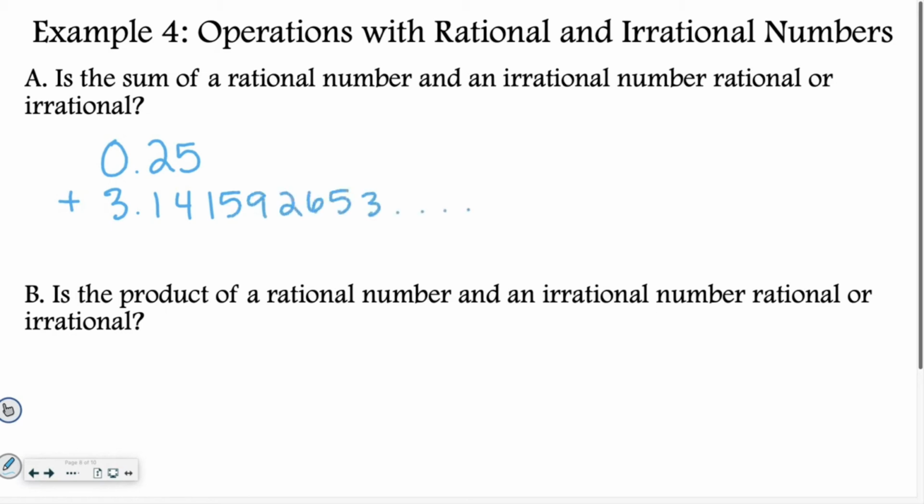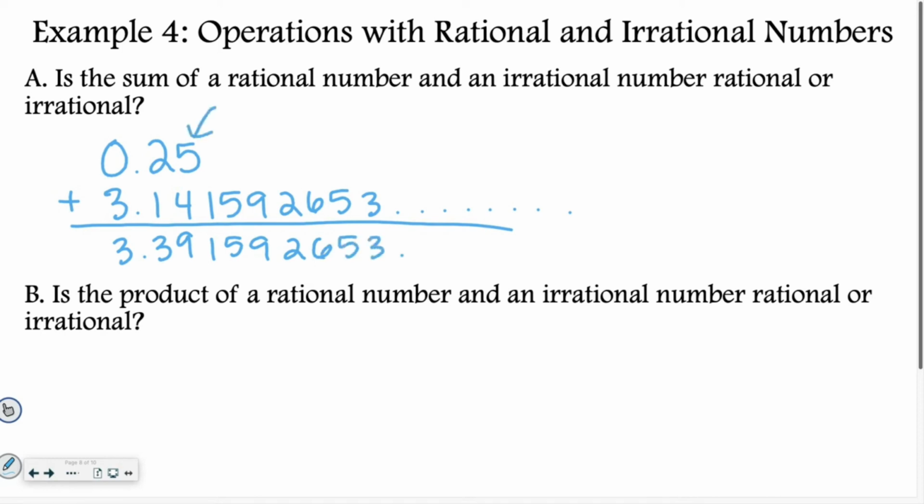3.14159265. These numbers are going to go on forever and ever, right? So just because I add 3.14 or add 0.25 to it, these numbers after this 5 are just going to stay the same and continue on forever and ever. They're not going to repeat, and they are not going to end. So when you add a rational number to an irrational number, it's still going to be irrational because the irrational number is going to go on forever and ever beyond the end of that rational number.